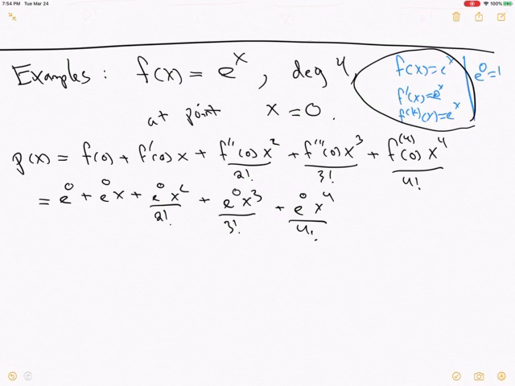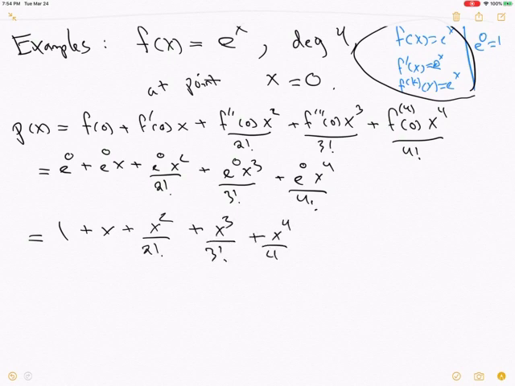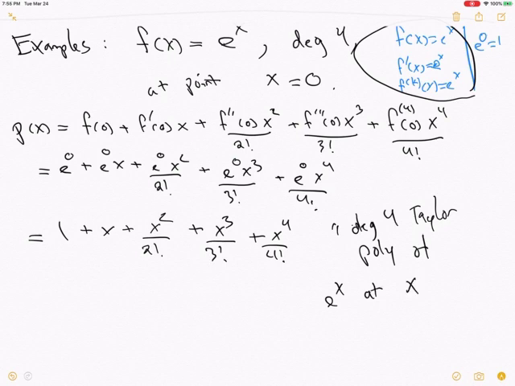All of the higher derivatives of e to the x are e to the x. And of course e to the 0 is just 1, so that gives us 1 plus x plus x squared over 2 factorial plus x cubed over 3 factorial plus x to the 4 over 4 factorial. So this thing is the degree 4 Taylor polynomial of e to the x at x equals 0.